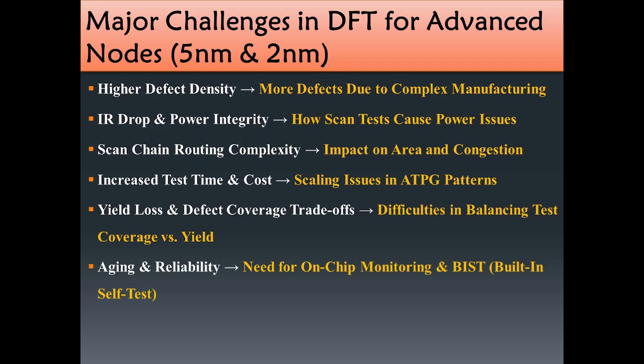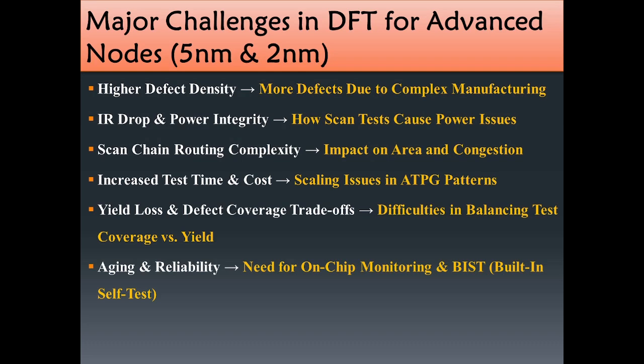The next is scan chain routing complexity, which has an impact on area and congestion. The routing of scan chains becomes increasingly complex in advanced nodes due to the higher density of the logic, and the area overhead needs to be minimized. Congestion and routing delays can impact the timing and the performance of the design. Balancing the need for testability with the constraints of area and routing is a significant challenge.